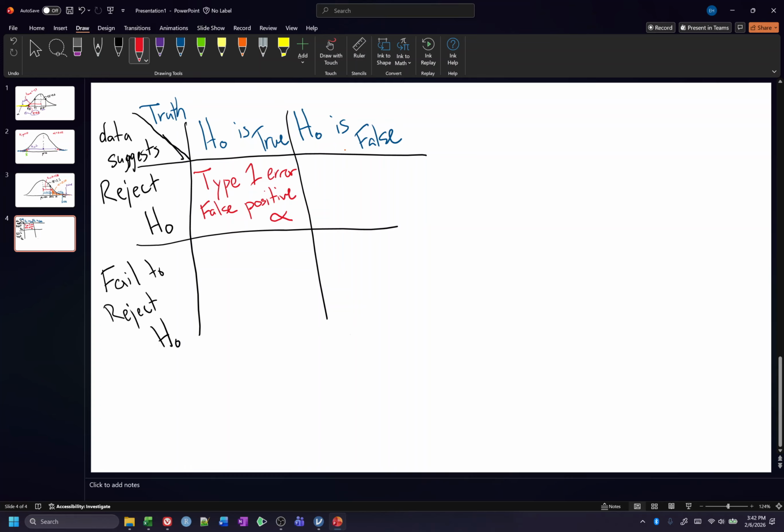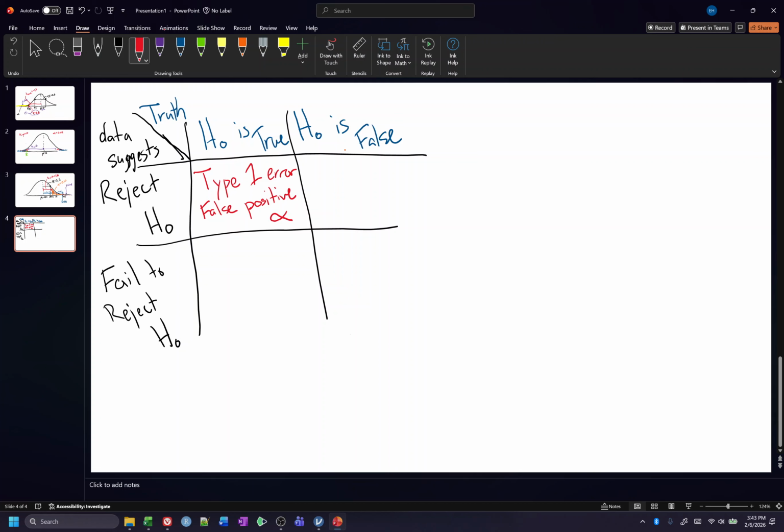But we can protect ourselves against it by doing a couple of things. Increasing the sample size is a great way to help protect yourself from making a type 1 error. And also, if you are really concerned about it, you can lower your alpha rate. Another thing we can do, let's put it over here for our other error.